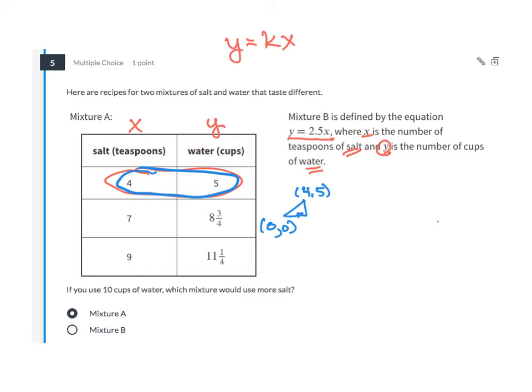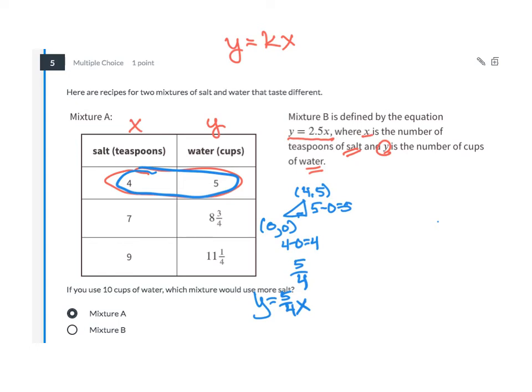Okay. So how do I find my vertical? I'm going to take my vertical stuff and subtract it. 5 minus 0 is 5. Let's go ahead and find our horizontal. How do I do that? I subtract my horizontal stuff. We're going to say 4 minus 0, which is 4. So the slope for the table is 5 over 4. The equation for the table is going to be y equals 5 over 4x. So here we have two equations. We have the equation of y equals 2.5x and then y equals 5 over 4x.